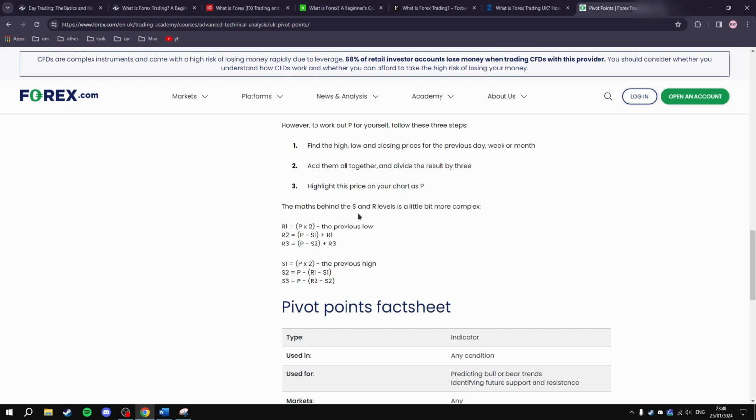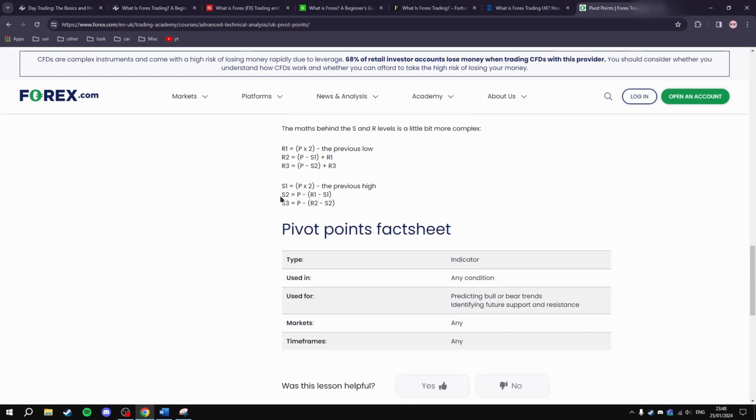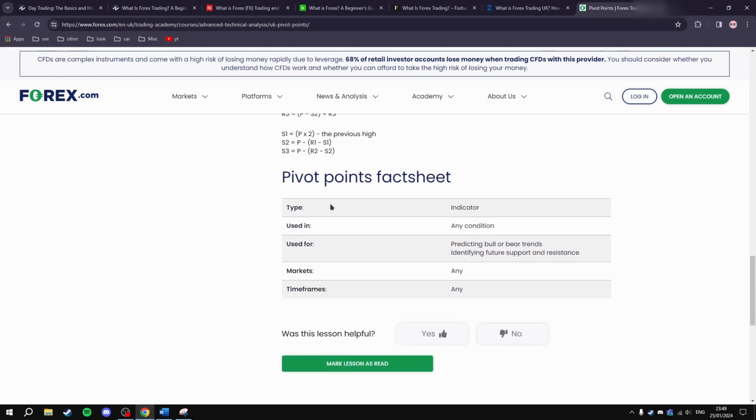The maths behind the S and R levels is a bit more complex. R1 equals P times 2 minus the previous low. R2 is P minus S1 plus R1. R3 is P minus S2 plus R3. S1 is equal to P times 2 minus the previous high. S2 equals P minus R1 minus S1. S3 equals P minus R2 minus S2.